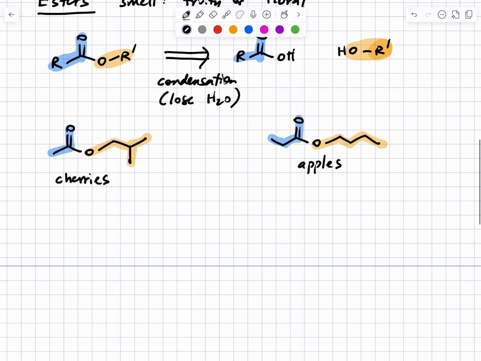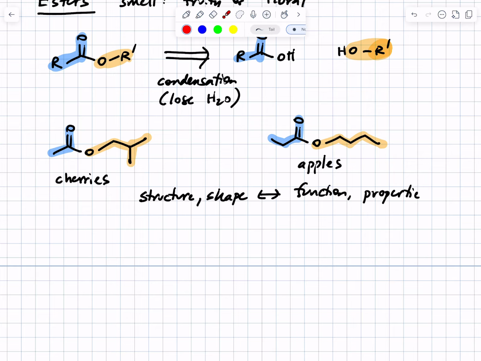And this highlights a really important principle in organic chemistry, which is that structure and shape are related to function and properties. You change the structure, move methyl groups around, add carbons, you change the properties and the function. That means there are receptors in your nose that are sensitive to those minor differences in shape. So what an amazing creation the nose is, right? That we can detect very, very small differences in molecules.